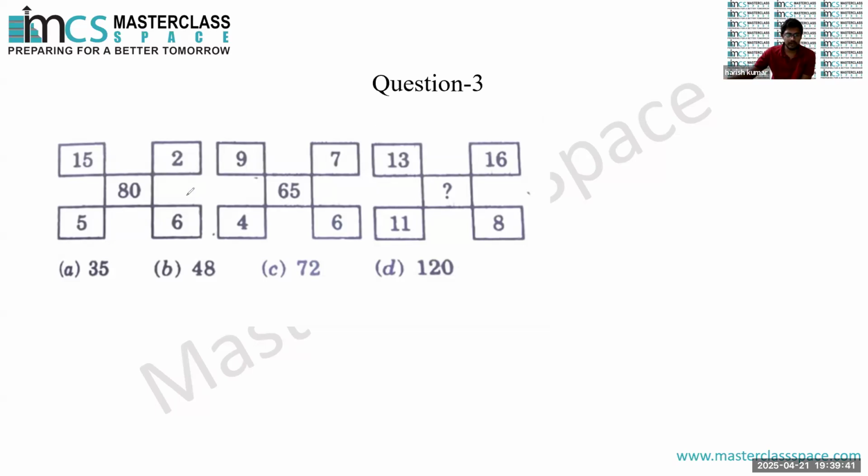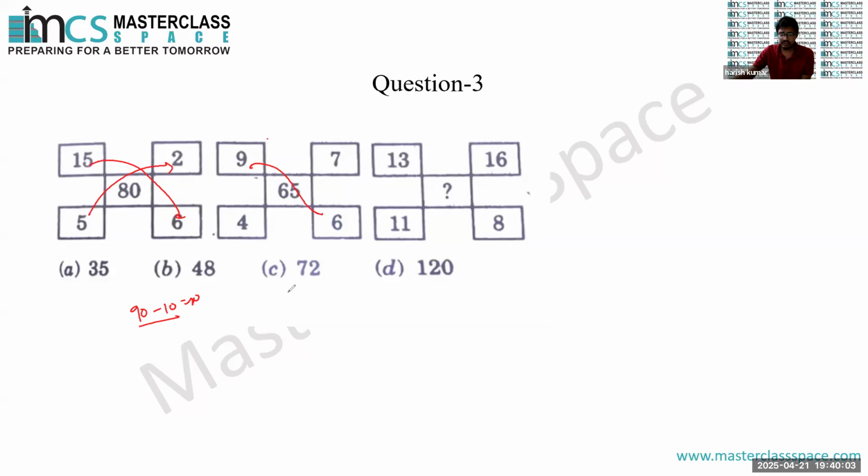Now, how can I get 80 using all these numbers? As soon as I see that, one logic that comes to my mind is 15 into 6 is 90, 5 into 2 is 10, so 90 minus 10 is 80. This is the logic, and it is also a sound logic. So will this logic apply for the next one as well?